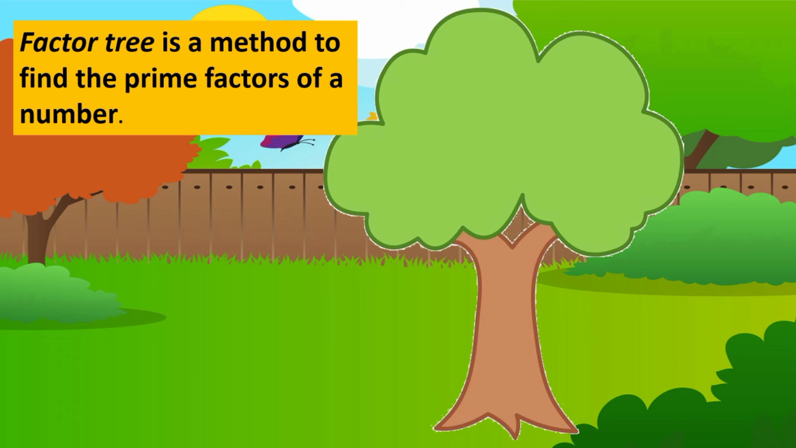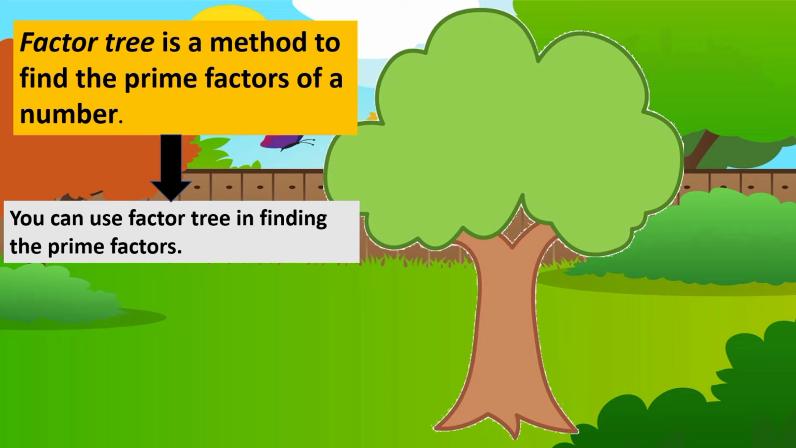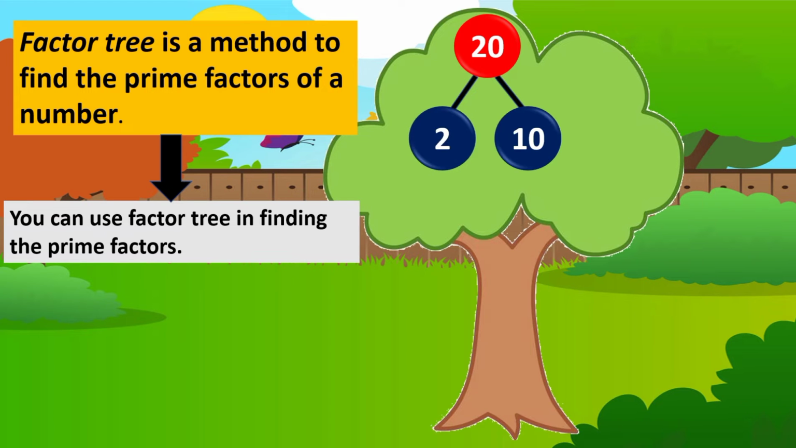Factor tree is a method to find the prime factors of a number. Meaning, you can use the factor tree in finding prime factors of a number. For instance, what are the prime factors of 20? We can factor 20 by 2 times 10. 2 is a prime number already. 10 is a composite number, so let's factor 10.